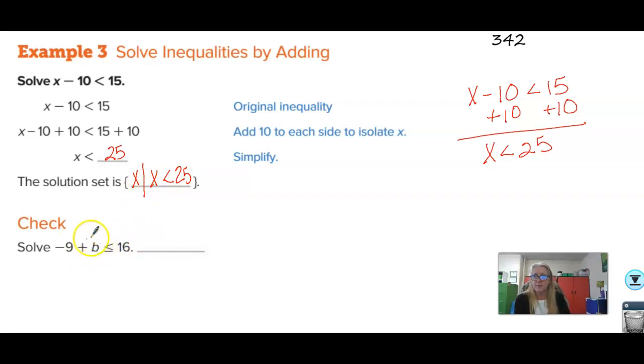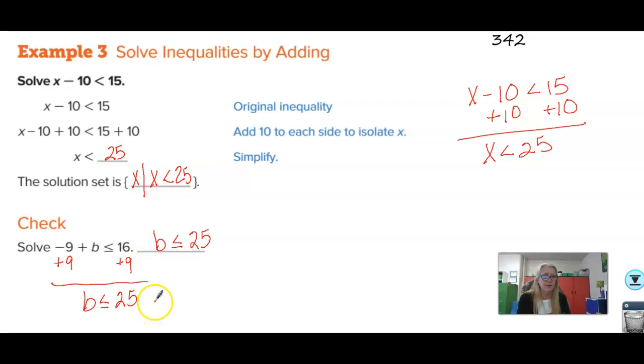Okay, here we want to get b by itself, so we want to get rid of this minus 9 or negative 9. So we add 9 to both sides of the inequality. We get b is less than or equal to 25. So b is less than or equal to 25. Easy peasy. You're just adding and subtracting to both sides of the inequality to get the variable by itself.